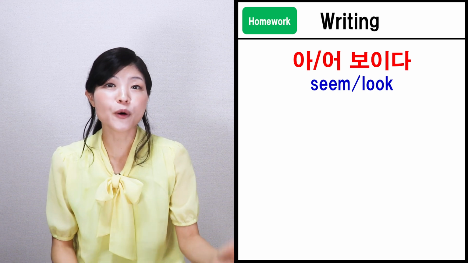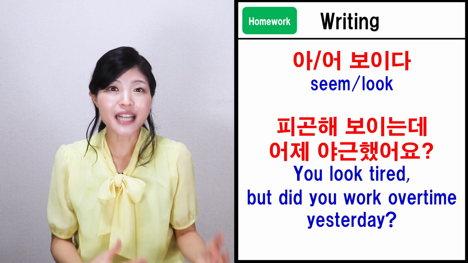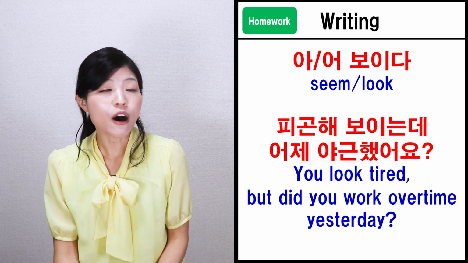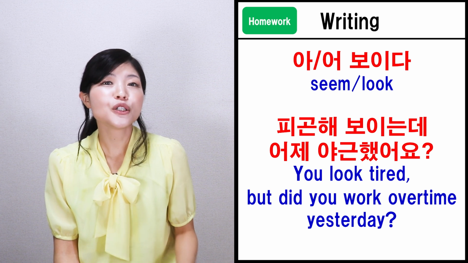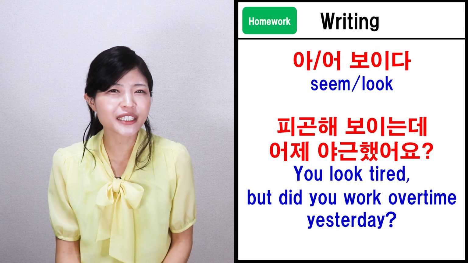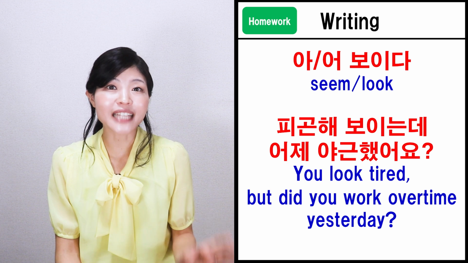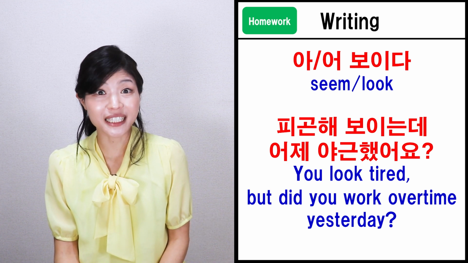Anyway, here's your homework for today. There are 2 homework assignments. First, compose 3 sentences using today's grammar. First, try to use our 보이다, seem, look. For example, 피곤해 보이는데 어제 야근했어요? You look tired, but did you work overtime yesterday? It is an example that could be used in a company.